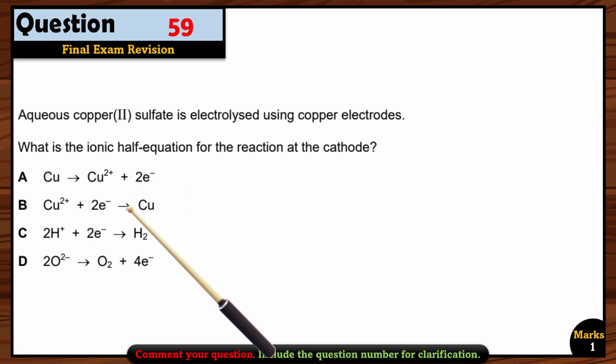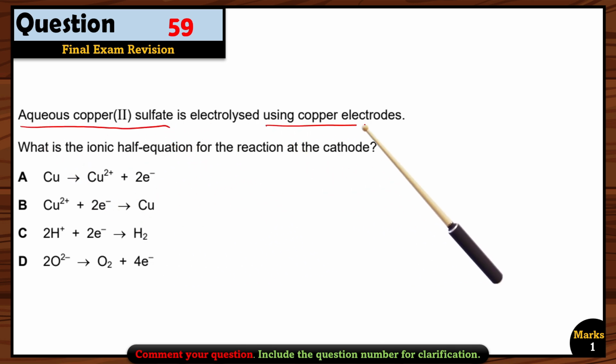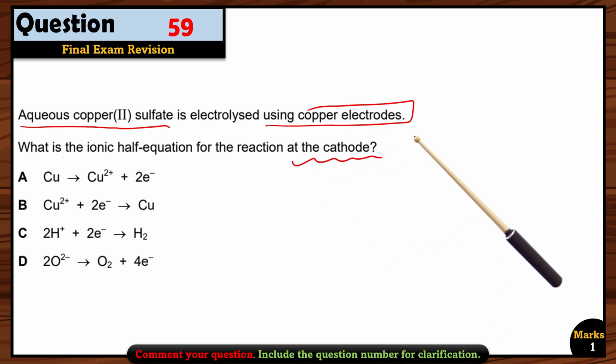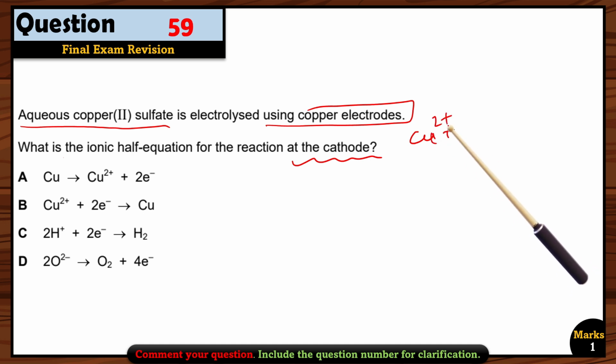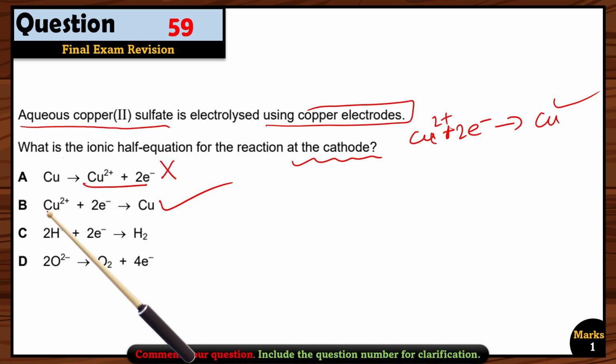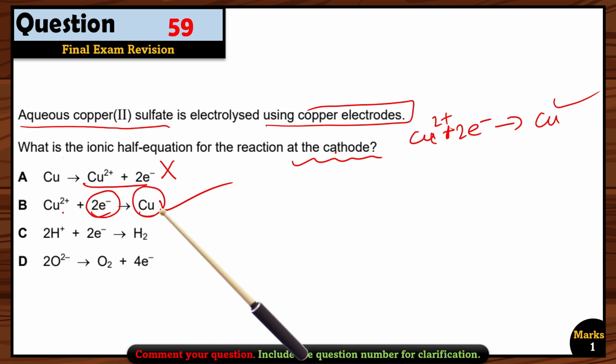Question 59. Aqueous copper sulfate is electrolyzed using copper electrodes. What is the ionic half equation for the reaction at the cathode? Again, at the cathode you are going to get copper ions, right? So copper ions will go there, gain the electrons, and become copper metal. So this will be your reaction. Where you can see the copper, yes, only here are we going to get copper metal. Here the ions are wrong, because ions will move towards the cathode and reduce there and become copper metal. So option B is the only right option.